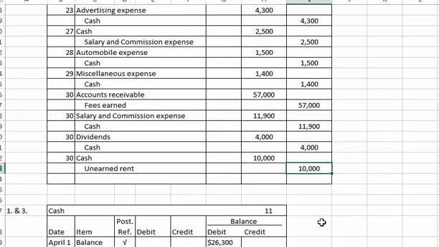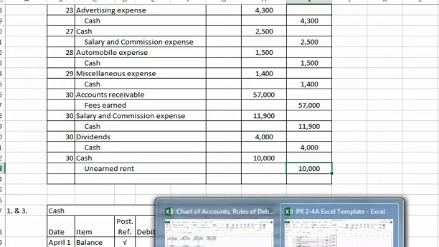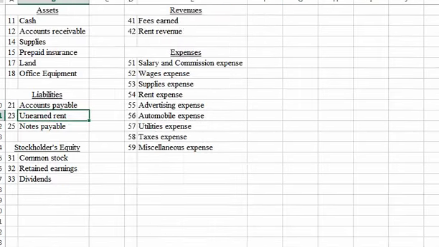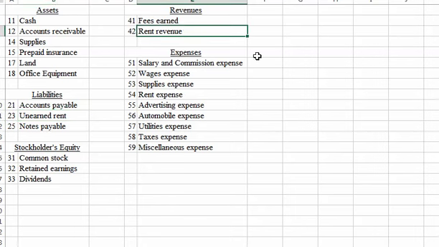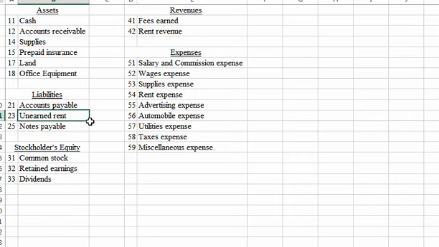we would have earned half of that, right? So at the end of May, we would decrease unearned rent by $5,000 and increase our revenue account, rent revenue, by $5,000. We'd do the same thing at the end of June, which would make our rent revenue account associated with this transaction have a $10,000 balance, and by that time unearned rent would have gone to zero because by the end of June we would have earned it all.